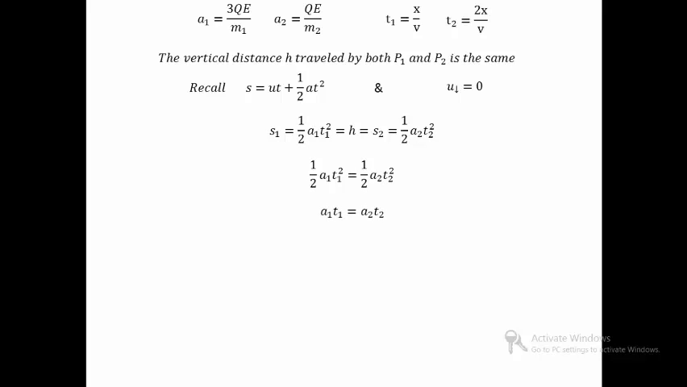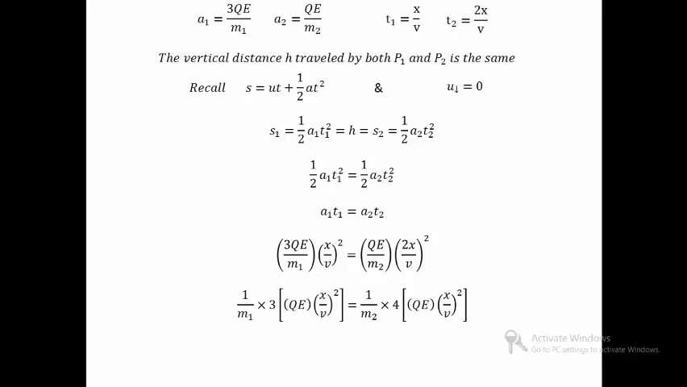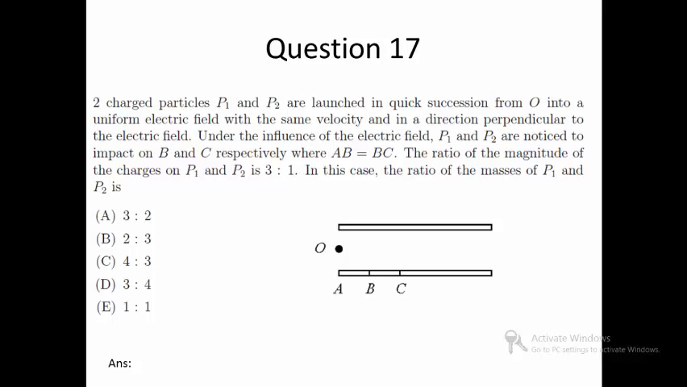By equating the expressions of their vertical displacement, we can get the equation A1 T1 squared equals A2 T2 squared. The next thing we need to do is to substitute in the values of acceleration and time we have obtained previously. Then with some simple computation, we can get the mass ratio to be 3 to 4. So, the answer is D.